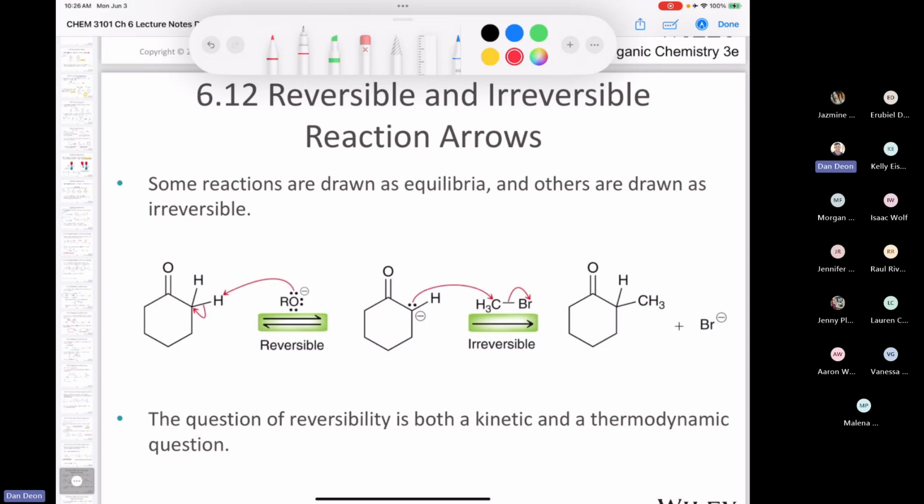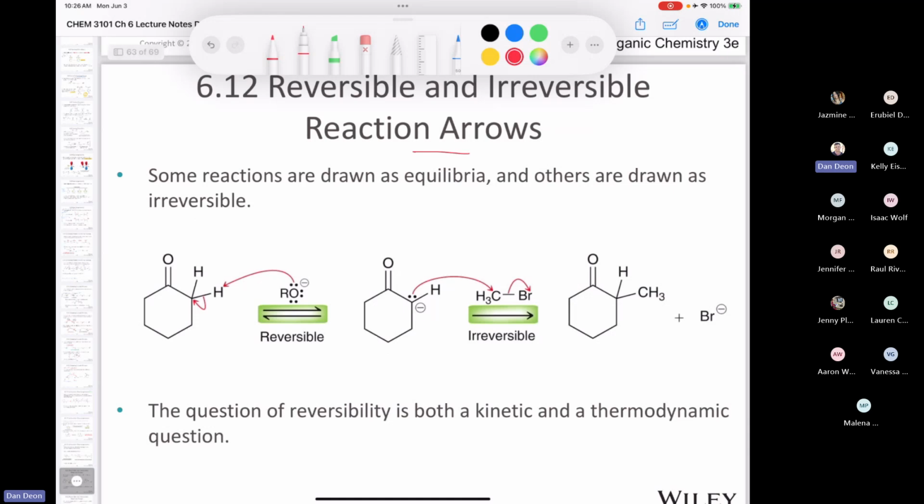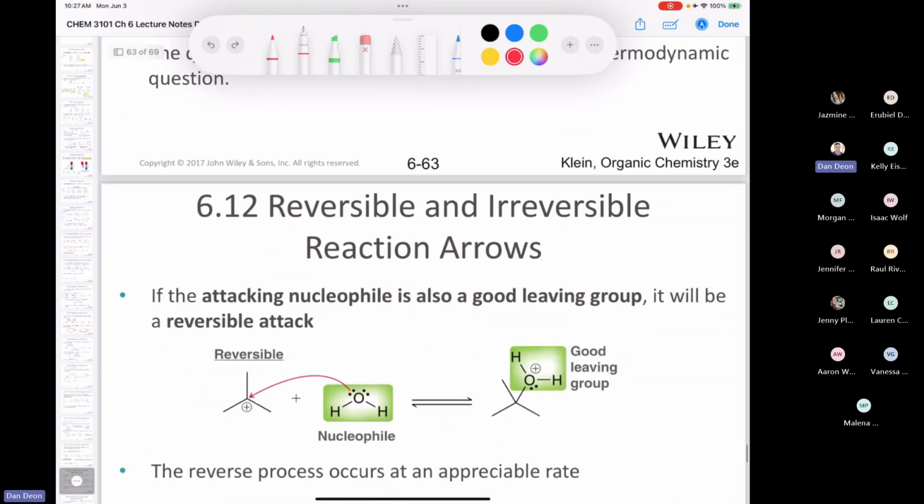Reversible arrows are equilibrium arrows, and those look like this. Nothing new there. And then if you have irreversible, that just means an arrow going in one direction. Well, you see these arrows here are reversible. This one's irreversible. And the question as to which one you draw is actually a question of kinetics and thermodynamics. So let's take a look.